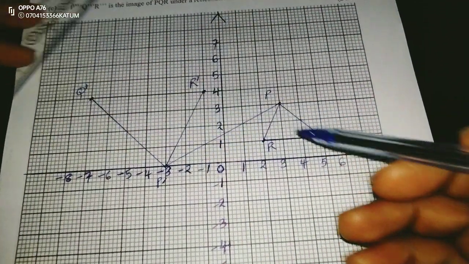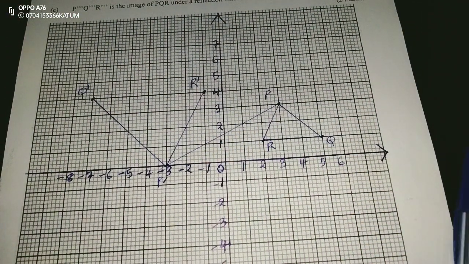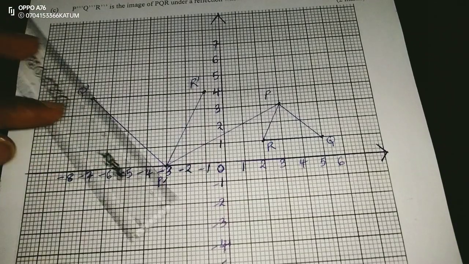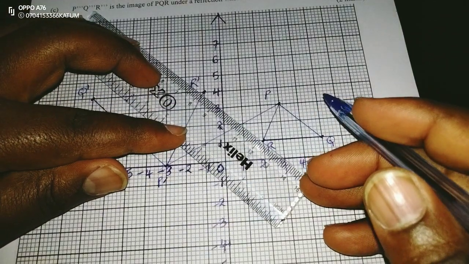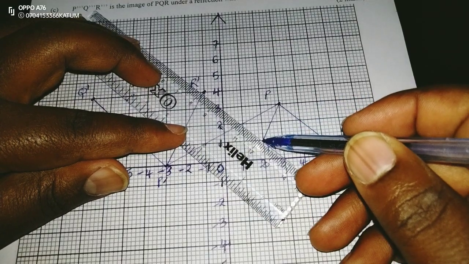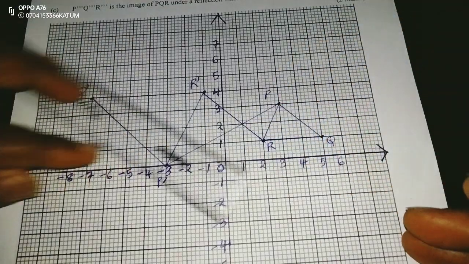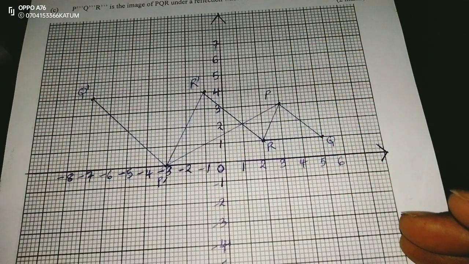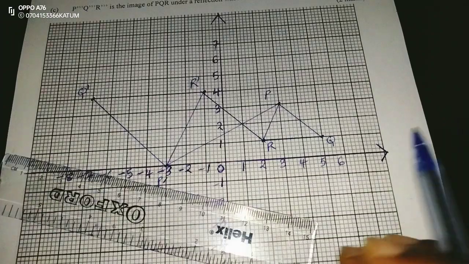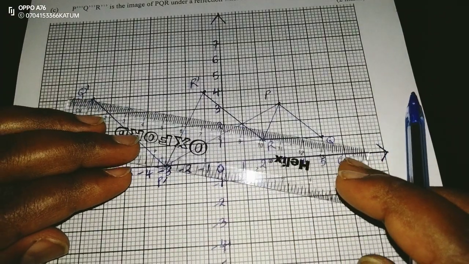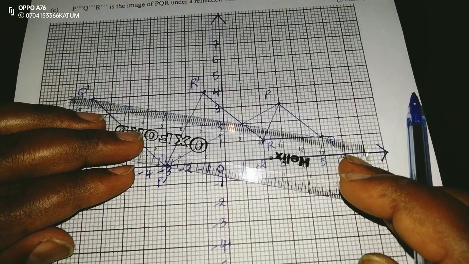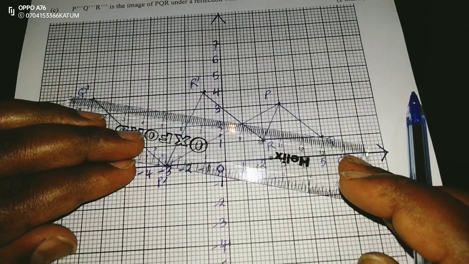Then after that, I'm going to join also R to R prime. Yes, like that. Then I'm also going to join Q and Q prime.